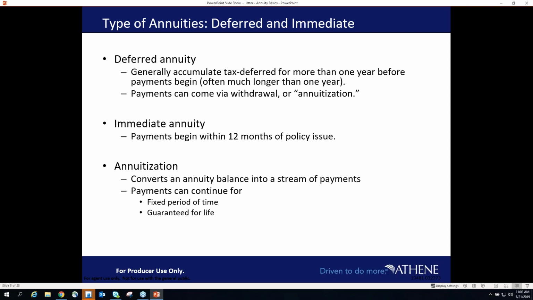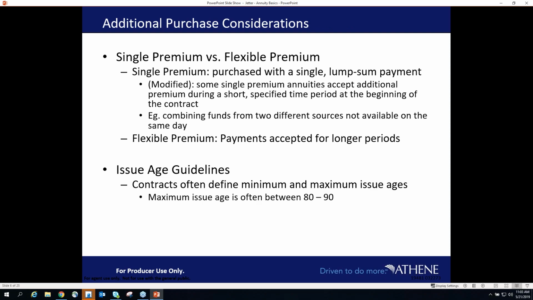An immediate annuity is simply turning a bucket of money into an income stream. Payments generally begin within 12 months of issue. We usually call those a SPIA, or single premium immediate annuity. Annuitization converts an annuity balance into a stream of payments. Payments can continue for a fixed period of time or also be guaranteed for life. That depends on the settlement option the client would like to use.